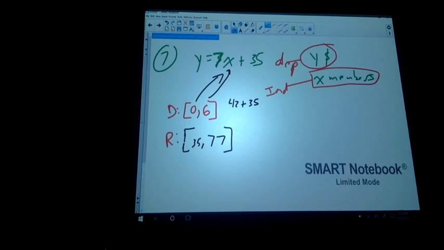So it looks like your company is going to spend anywhere from $35 to $77 for your 6 whole people to go to this club.